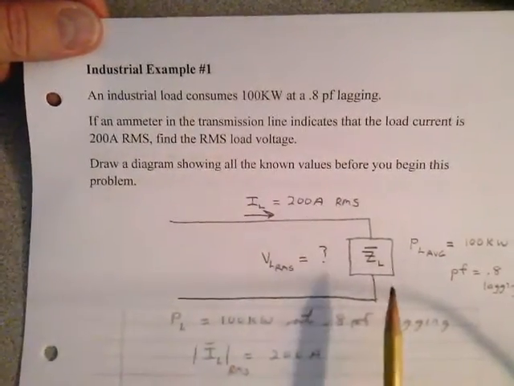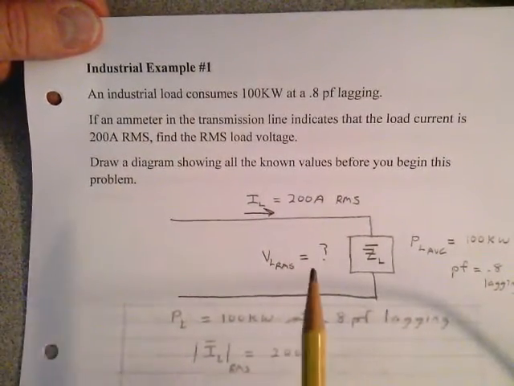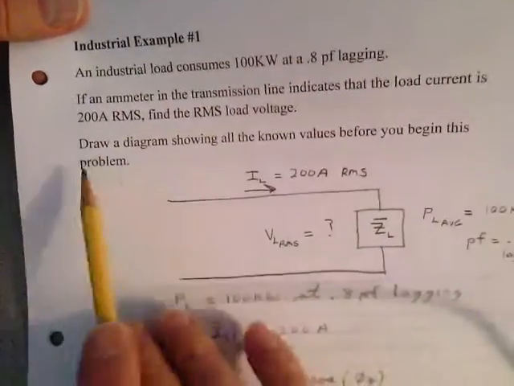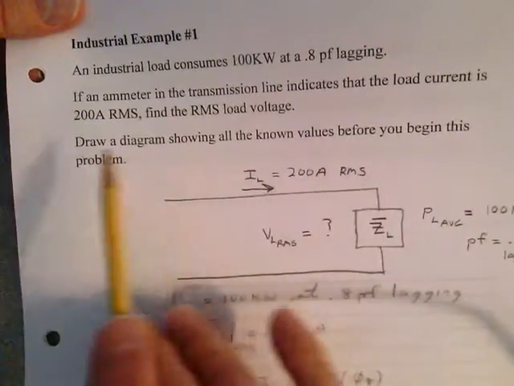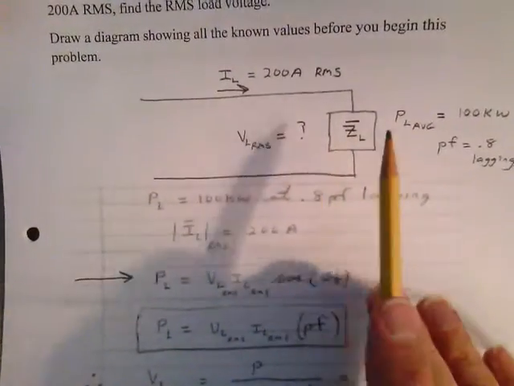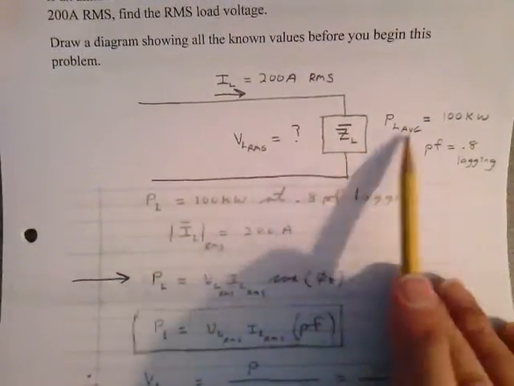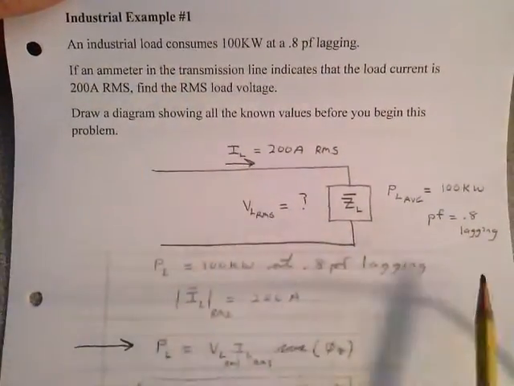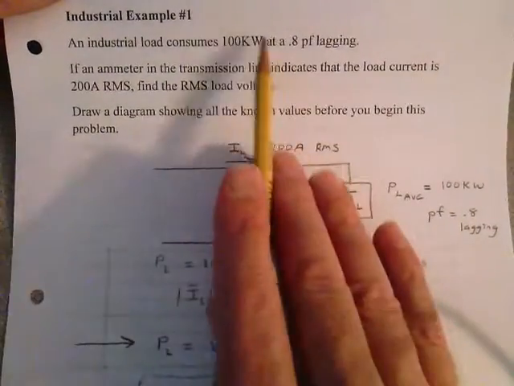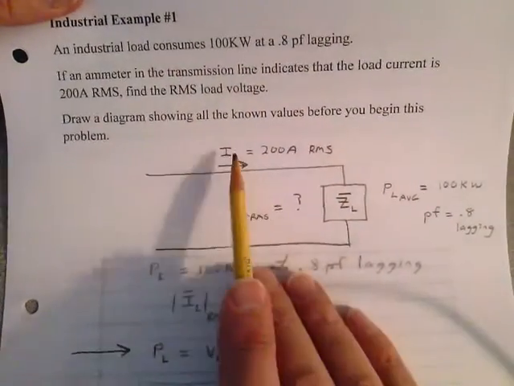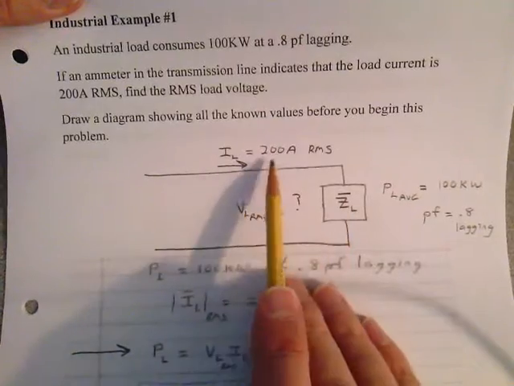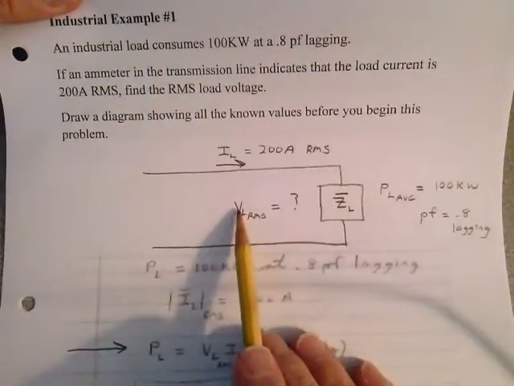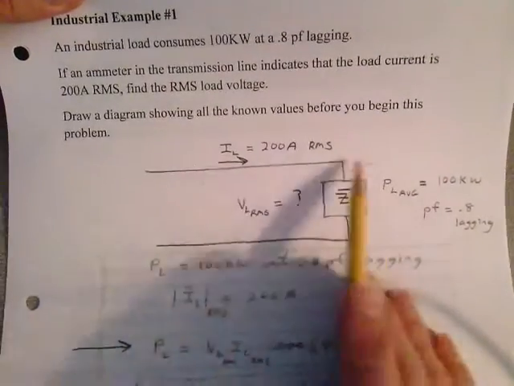In all these examples and on the exam, you have to draw a diagram. If you don't, I'm not going to give you full credit. Draw a diagram showing all the values before you begin the problem. There's my diagram. I'm showing the industrial load, consuming an average power of 100 kilowatts, which I get from up above. Power factor is 0.8 lagging, which I get from the statement up above. I know that the line current is what goes to the load. It's 200 amps RMS, which is what I get up above. And I'm going to solve for the RMS load voltage. Everything I need is right there.